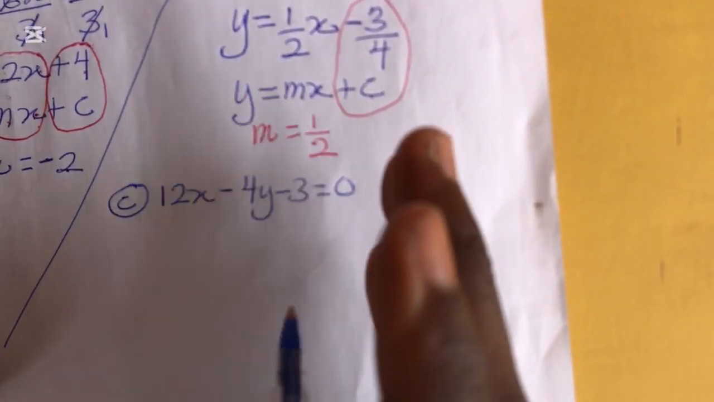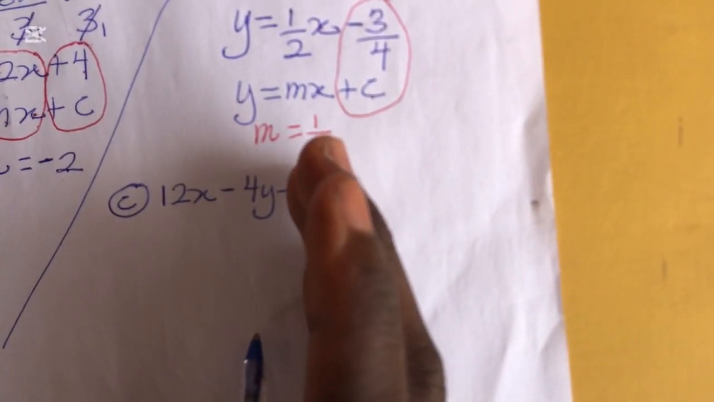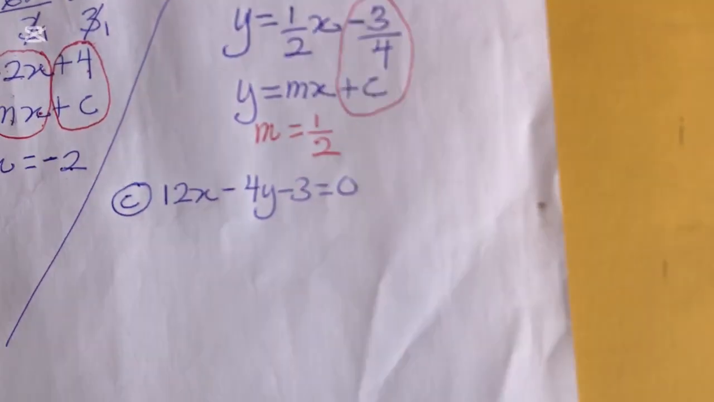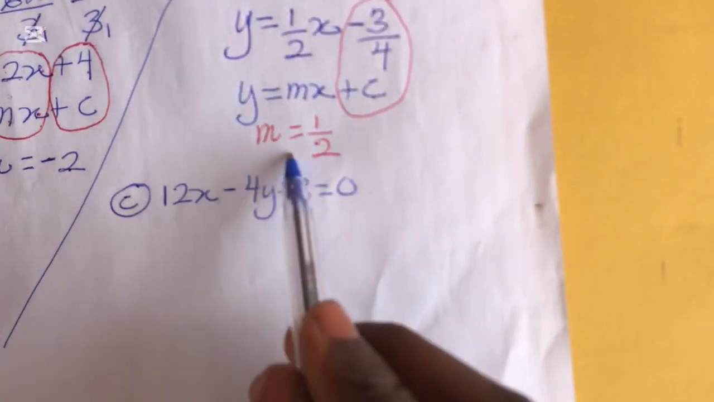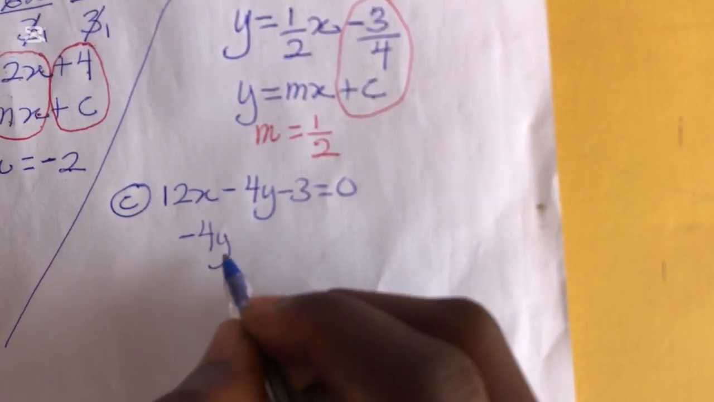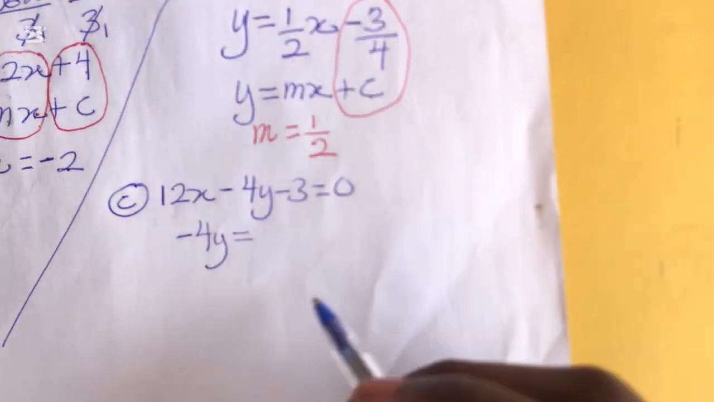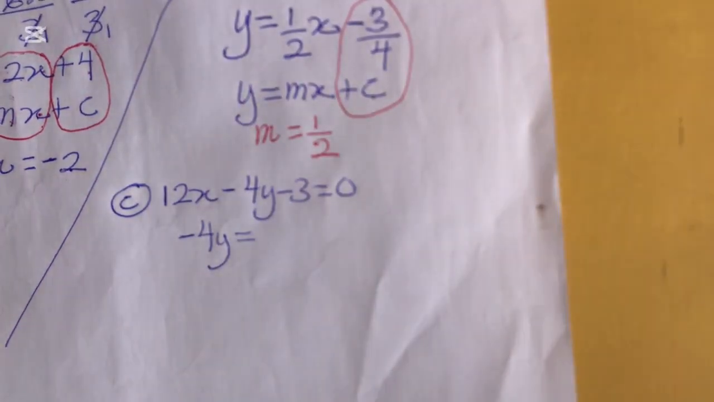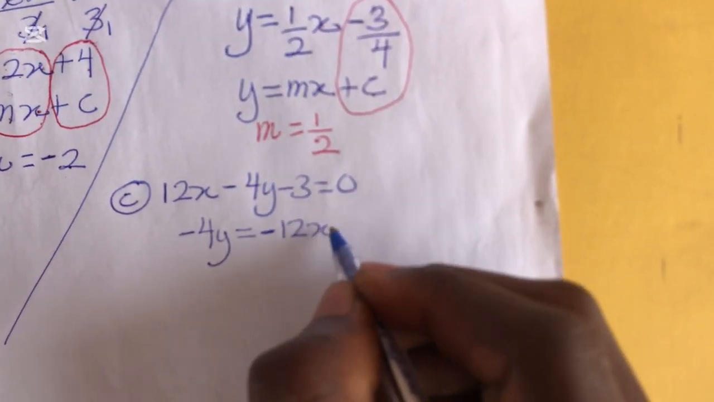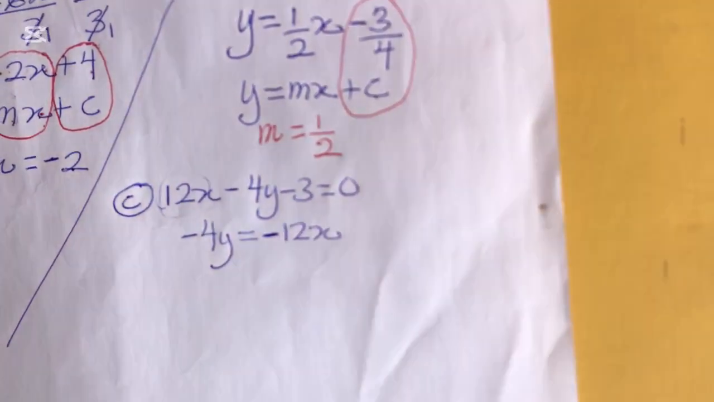Again, the first thing you have to do is to make sure that you are having the term containing the y at the left hand side. Are you okay? So that we can compare it with the formula. So we'll be having what? Minus 4y is equal to, because we are taking all the other stuff to the other side. So it becomes what? Minus what? 12x, because it is positive here. So when it crosses the equal sign, it becomes negative. That is the rule.